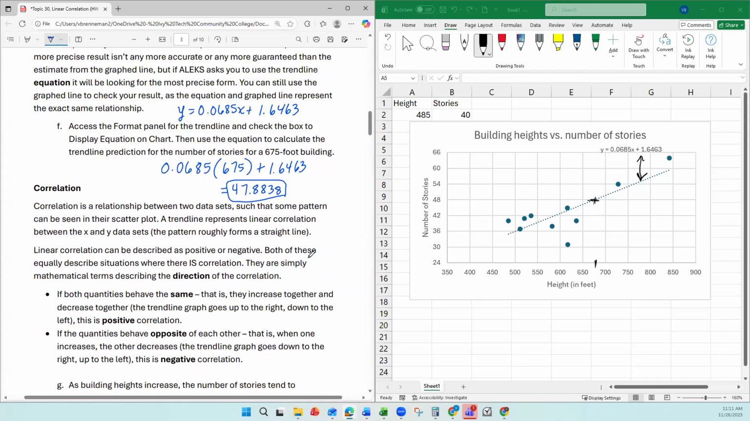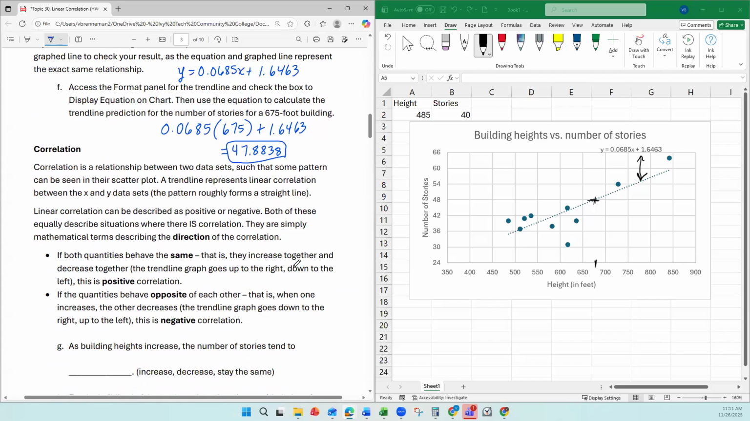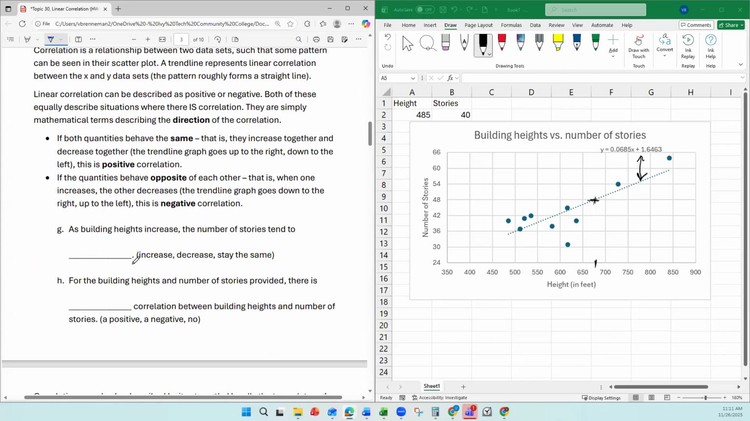So we're going to let's go ahead and finish number one here. So as building heights, we're looking at correlation. As building heights increase, the number of stories tends to increase also. Now, we didn't see that on the left side. We had taller buildings with fewer stories and quite a few of those, but the overall trend with that line moving up to the right is that they tend to increase.